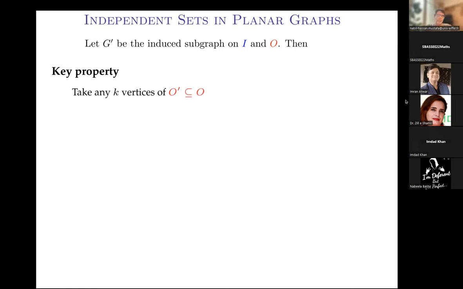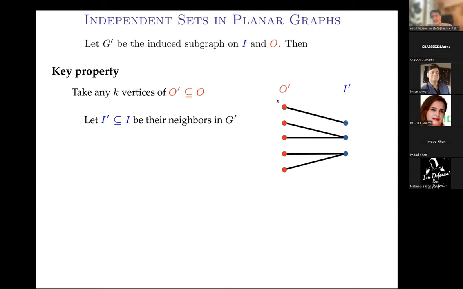Okay, so what do we know? Here's what I'm claiming. Take any set of k vertices, let's say O prime, of the optimal solution. And let's say that in this graph G prime, I prime are the vertices that we picked in our solution that were connected to O prime. So you have O prime here, and all the things in I that they intersect are these. And so the key insight is, can this set be of smaller size than O prime?